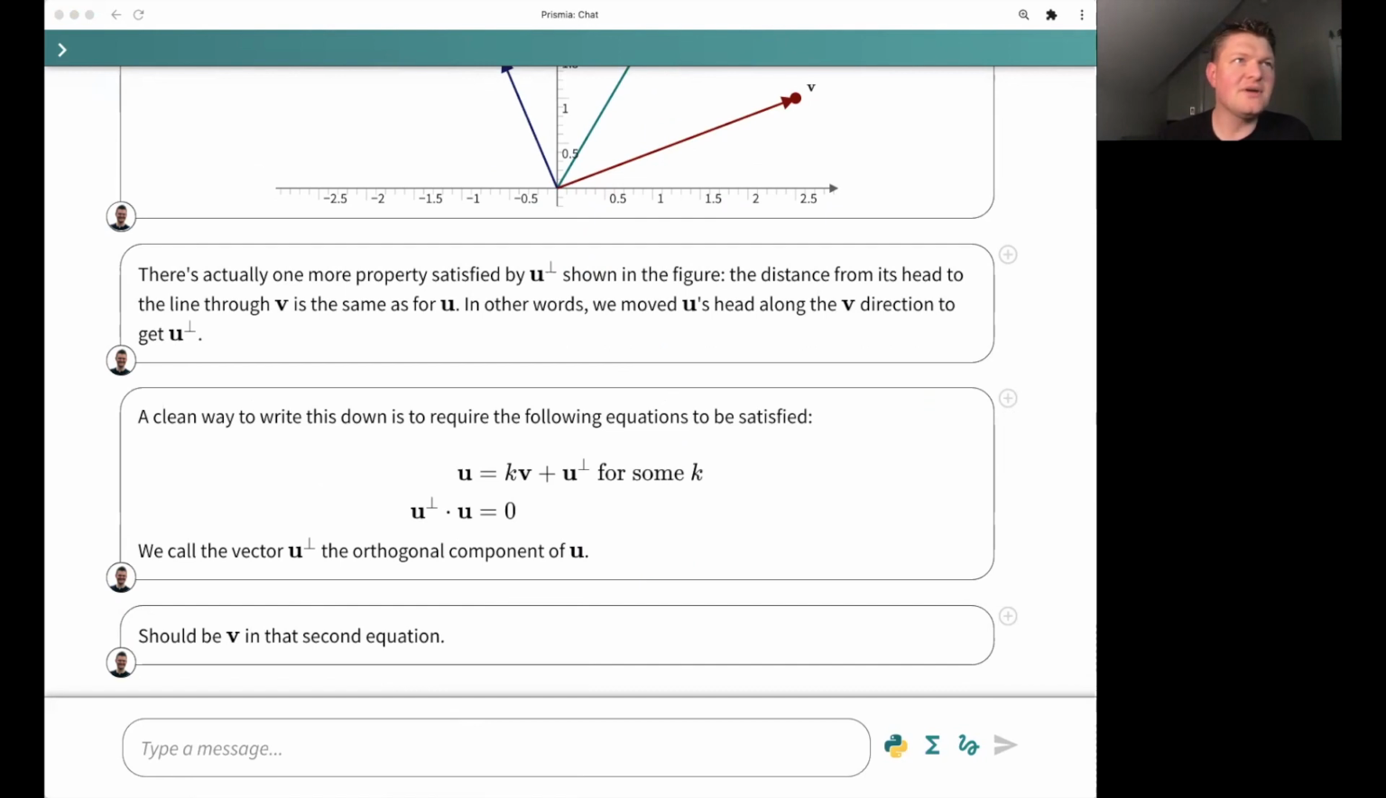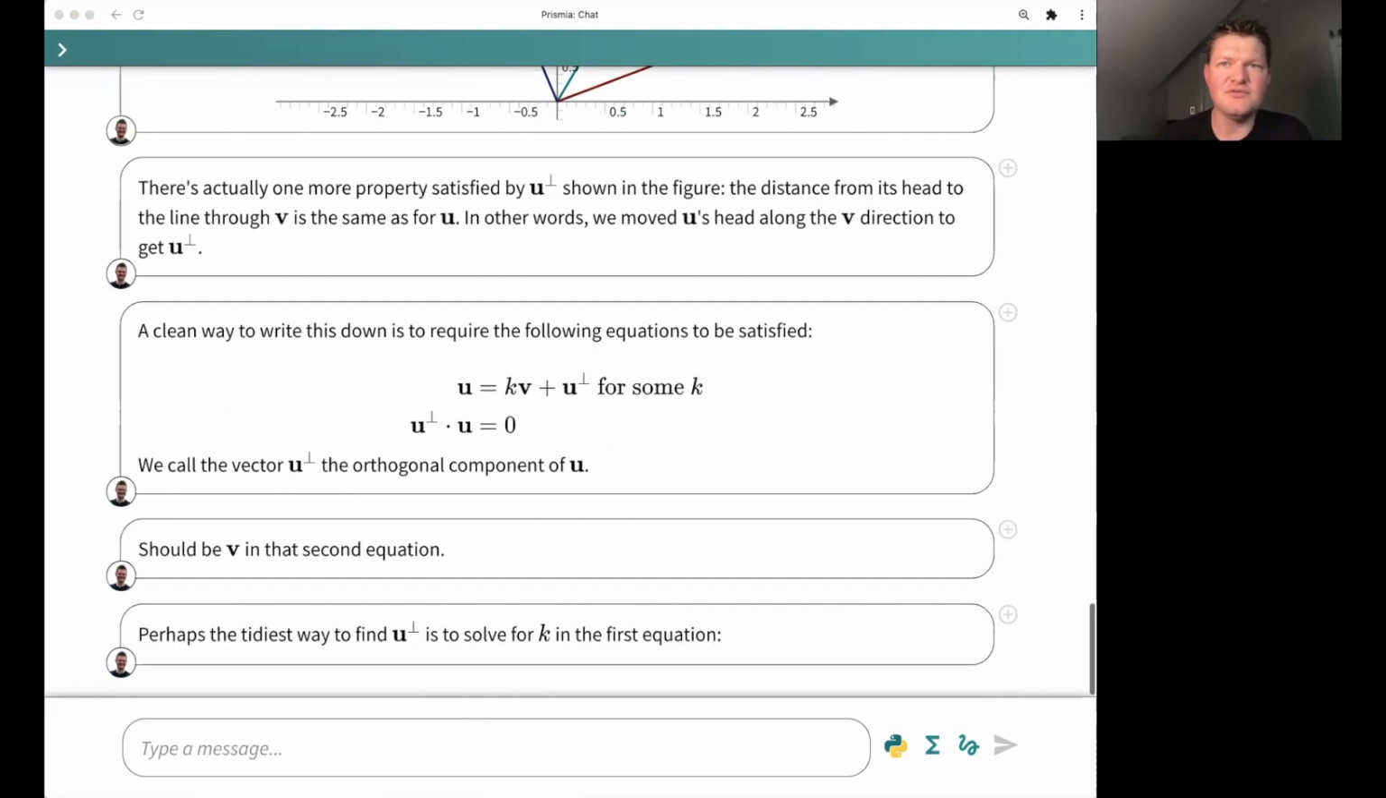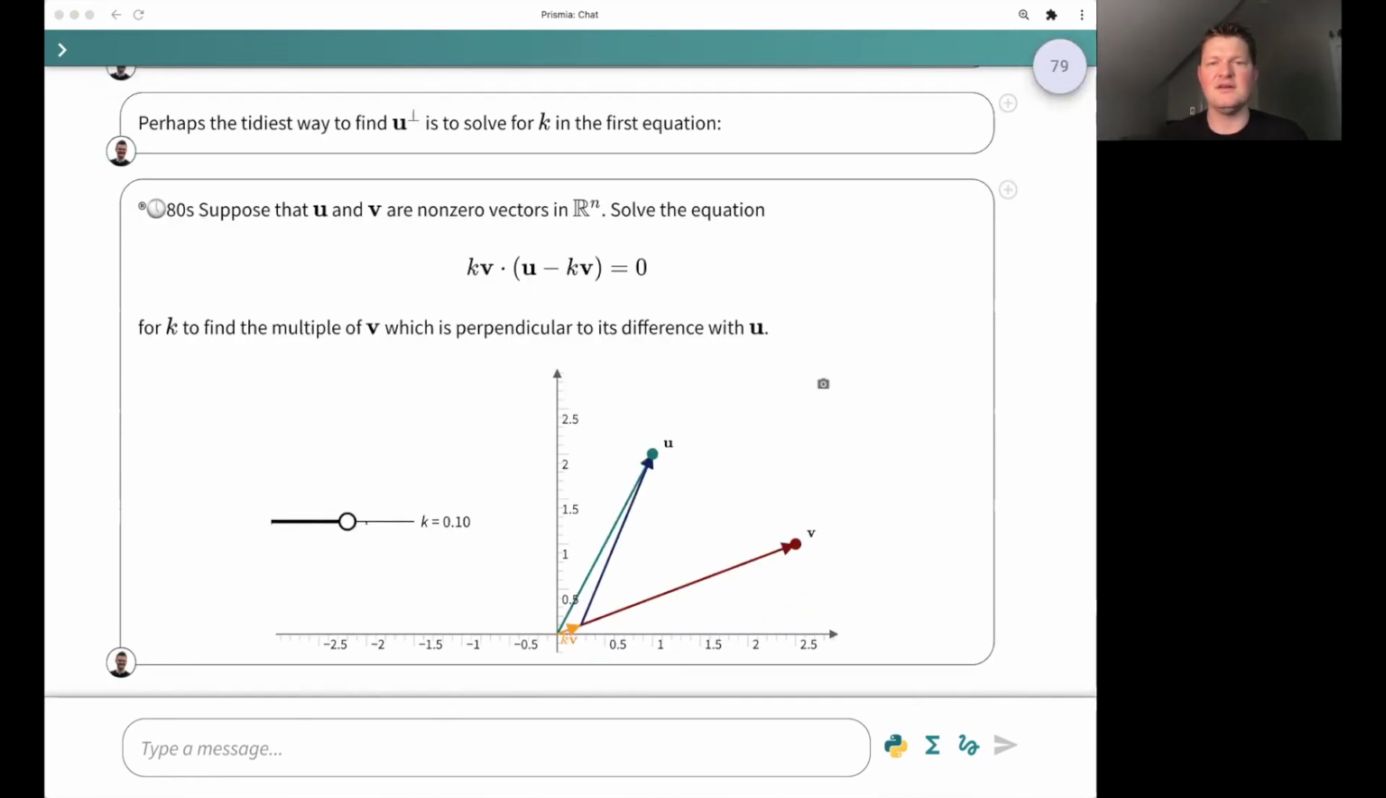Okay, and the nice thing about writing down these equations is it gives us an actual formula pretty quickly. So you've seen this in the data gymnasia, but you might want to see it again here. So this is the same slide. All right, so suppose we have two vectors U and V, and we want to find a multiple of V, which is perpendicular to its difference with U.